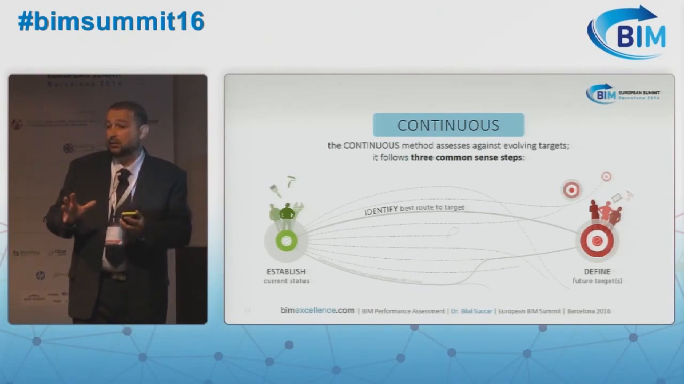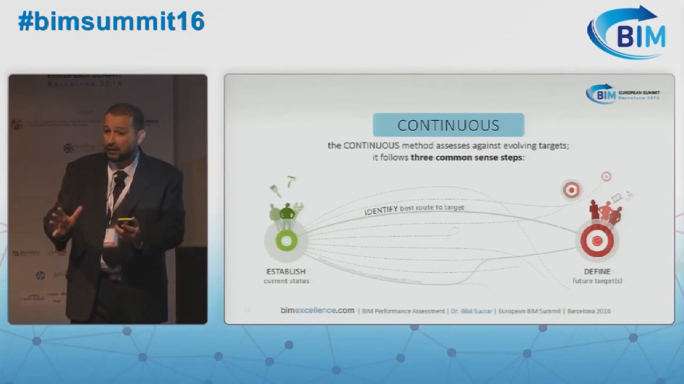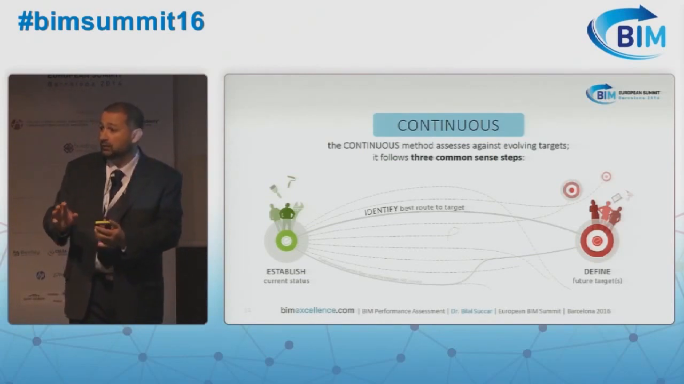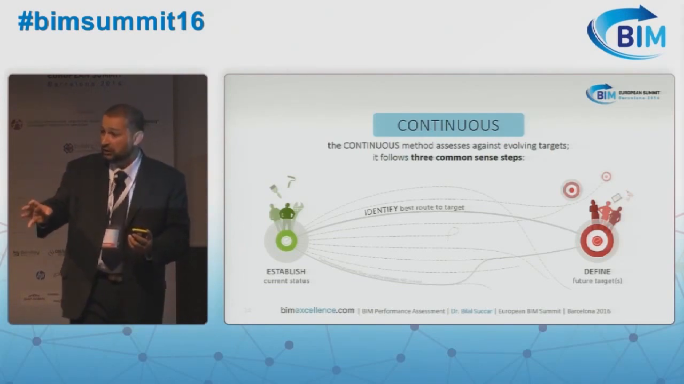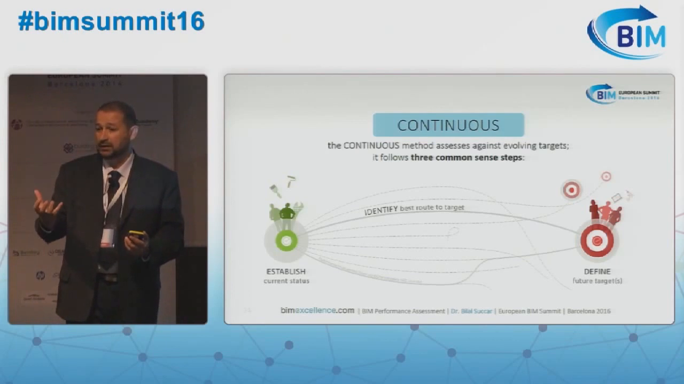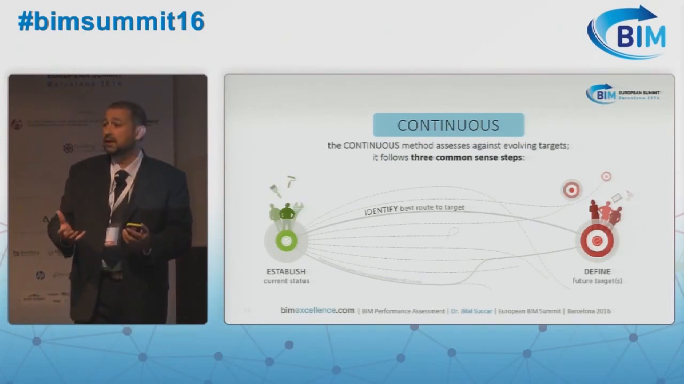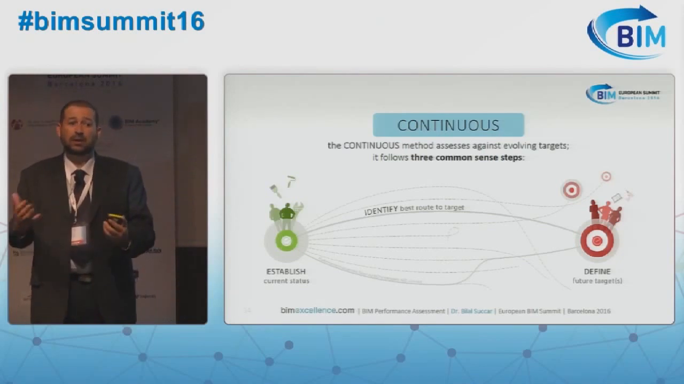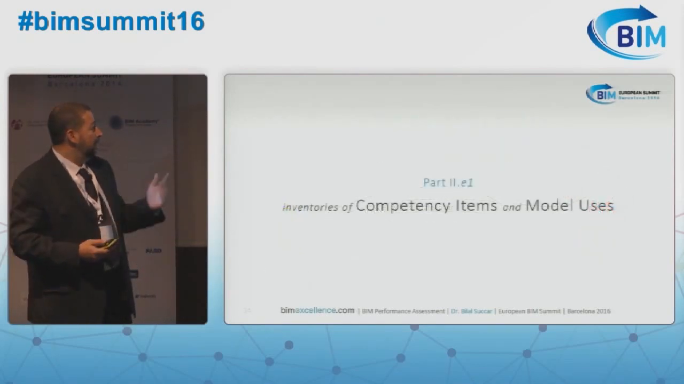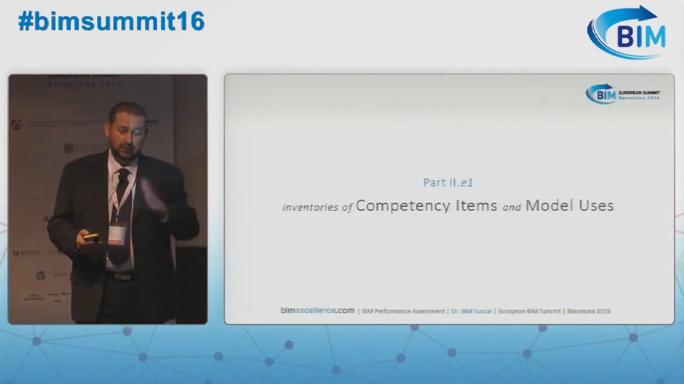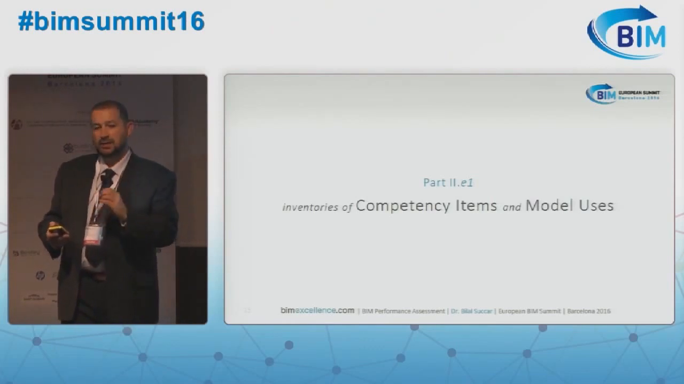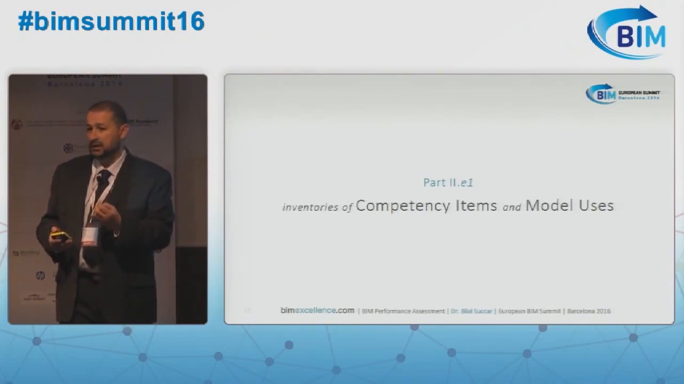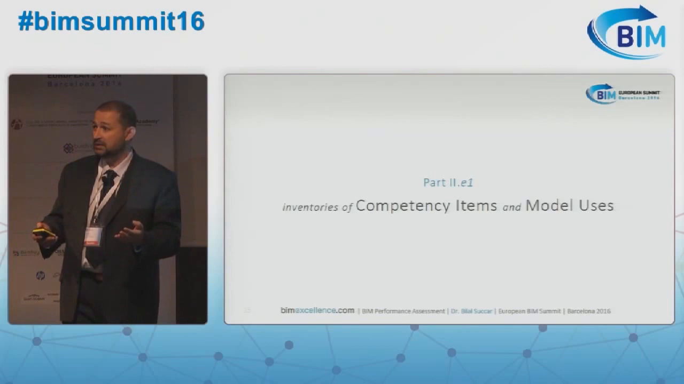Where they are at the moment, we can assess that, establish something called the profile, and then we can assess where they want to go as a company, or if the client says to them, I want you to deliver that project, that becomes a target. We can identify what that is, and then we measure their performance and see what the gaps are. Once we establish what the gaps are, we can fill them. Now, a very important difference between the two types of assessment is that this type of assessment needs something called inventories. You need to have something to measure against. You need actually hundreds and thousands of these competency items in order to establish the current competency and to establish a target.